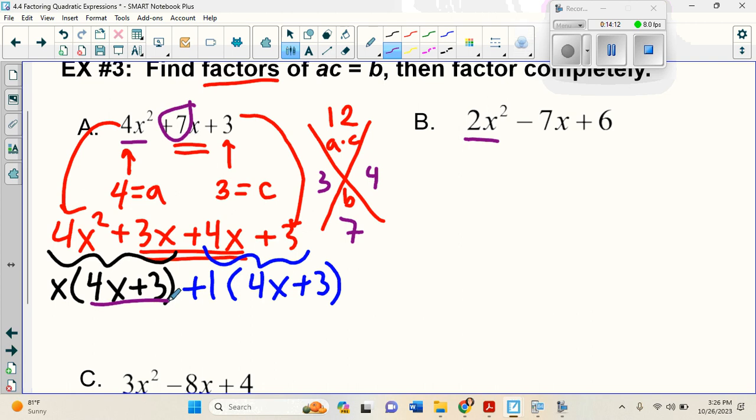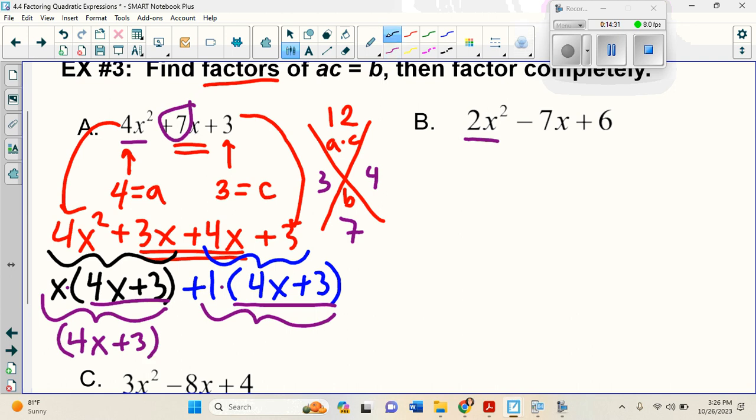I have another common factor between the first term and the last term. I know that this doesn't look like one term, but it is. That's one term, and that's another term. And they're being multiplied by that 1 and that x. So I can take out the 4x plus 3. And what remains is x plus 1. So that is my new factor, and now I have completed that factorization.